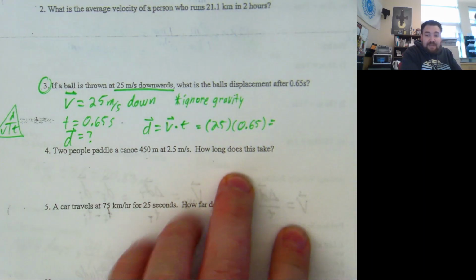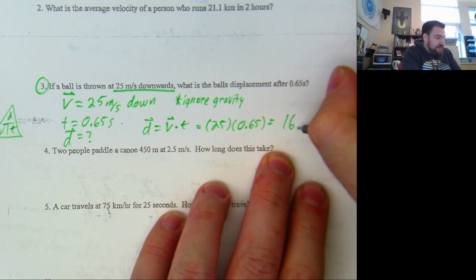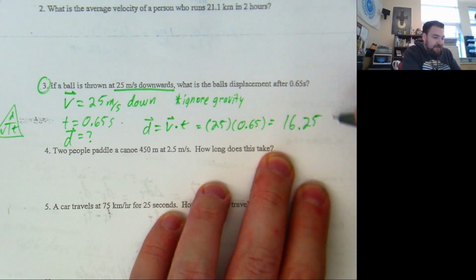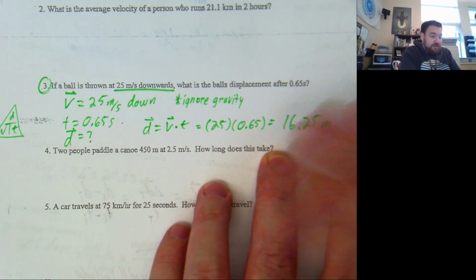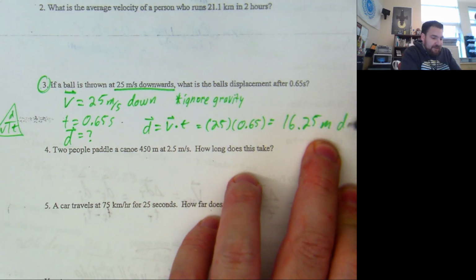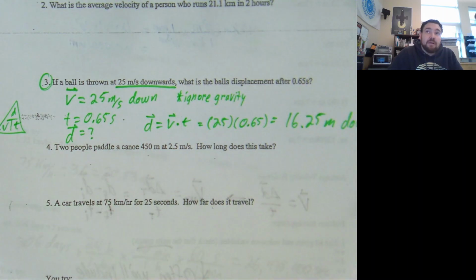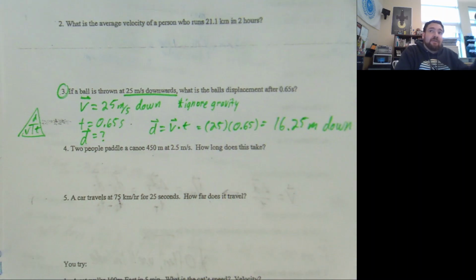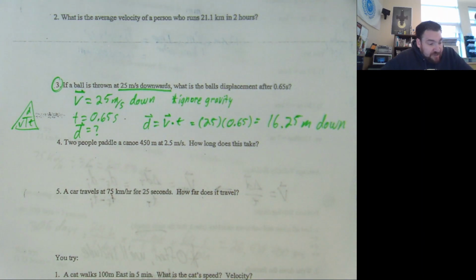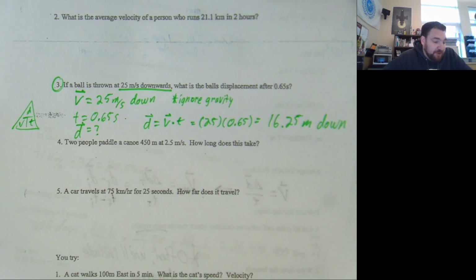The displacement is 16.25 meters, and we need a direction, because displacement is a vector. That ball is traveling down. So that's not a very long time, but that ball was also thrown at almost 100 kilometers per hour. So if you think about that, traveling 16 meters in 0.65 seconds for a ball moving at 100 kilometers per hour is pretty good.